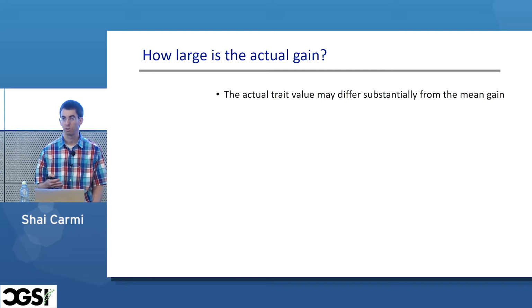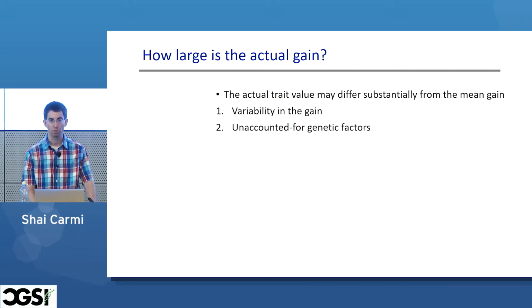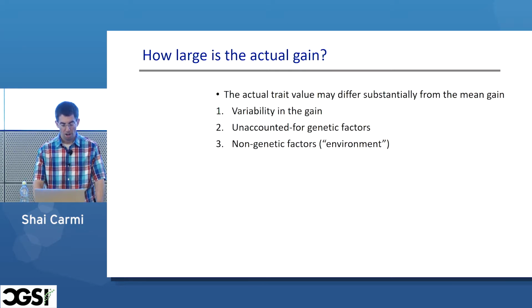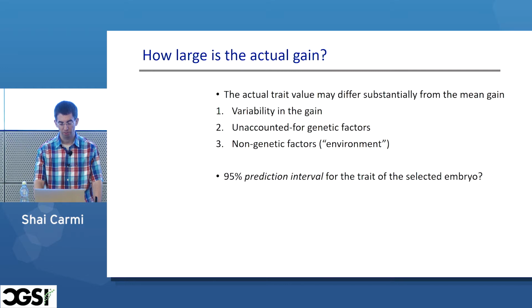There are a number of factors that we should take into account to interpret these gains. First, there is some variability in the gain, as I showed you before. It's not always 3 centimeters. It can vary just because of random sampling. But it's very important to remember that there are unaccounted-for genetic factors, because the polygenic scores do not explain all the variance, and there is the environment, the non-genetic factors, and overall they will contribute substantially to variability in the trait value of that child. So what we wanted to derive is a 95% prediction interval for the value of the trait for the embryo that we select.